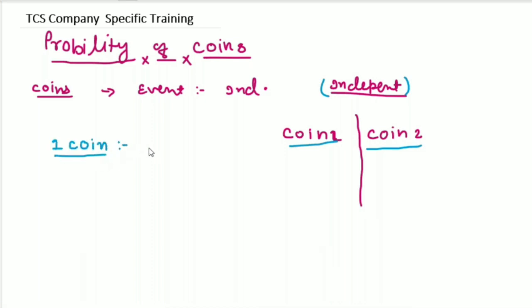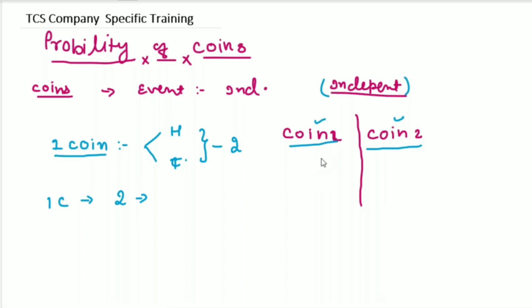can you tell me what the possible outcomes are from this one coin? What all can you get when you toss one coin? It could be either head or tail. So the total number of outcomes possible from one event will be 2. One coin will produce 2 outcomes. Similarly, whenever we talk about 2 coins, coin 1 and coin 2, how many outcomes will be possible from 2 coins?